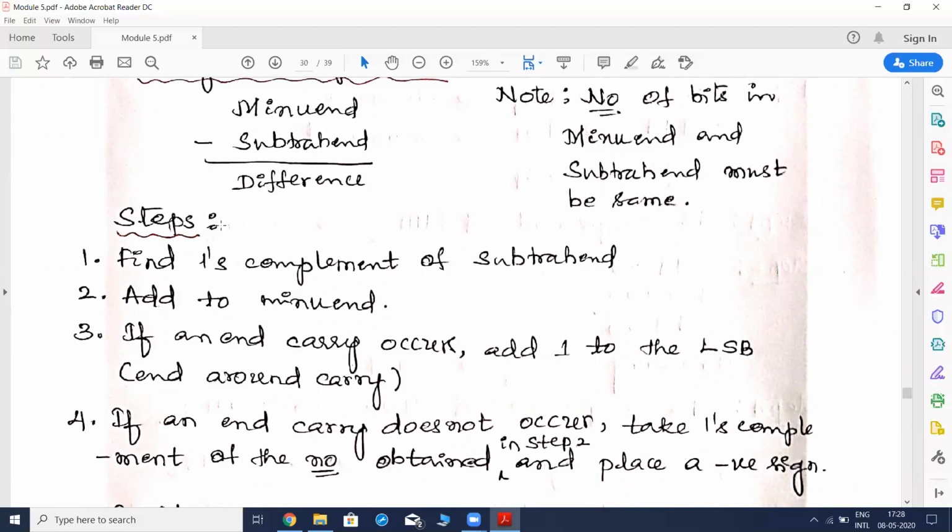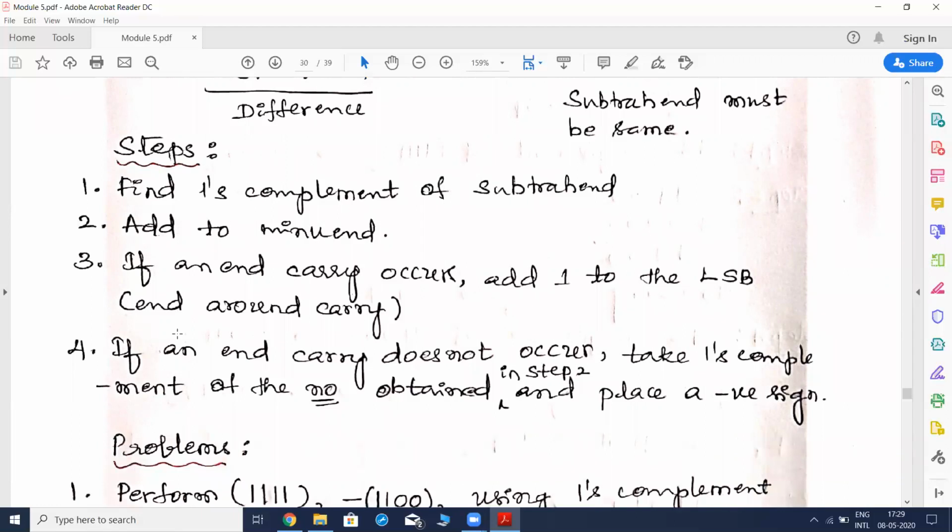Okay, so now let us see the steps in order to find minuend minus subtrahend. In the first step, first find the one's complement of the subtrahend. You look at where your subtrahend is; it is the second number. You must find the one's complement of the subtrahend. This is the first step. Next, the second step: you must add it to the minuend. That means first find the one's complement of the second number, that is the subtrahend, and then add it to the minuend, the first number.